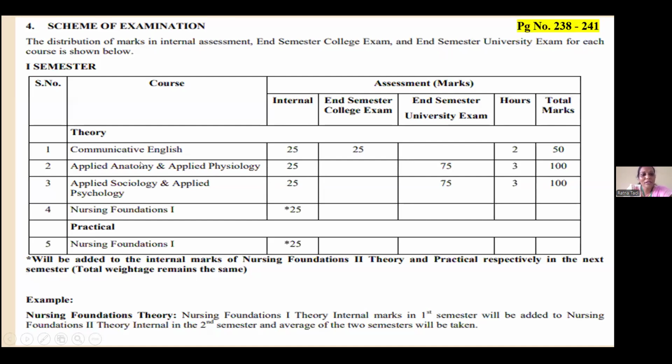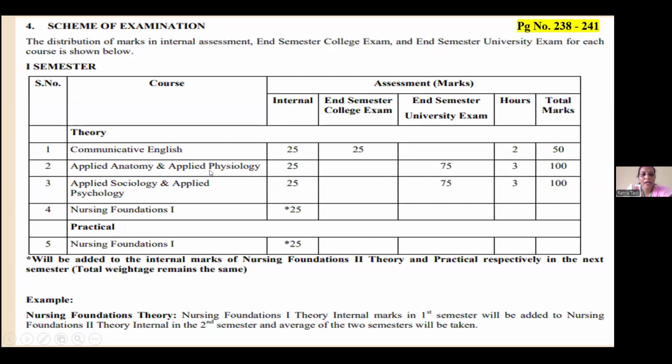So we have the subject communicative English. So the internal marks have to be given out of 25. Then end semester collegiate exam. So English is our collegiate exam. So the marks we have to get out of 25. But when we see the question paper pattern given by INC, it is out of 50. So of course we need to divide it by 2, and the marks out of 25 have to be sent to the university for the English subject. So the paper will be of 2 hours and the total marks of 25 will be 50.